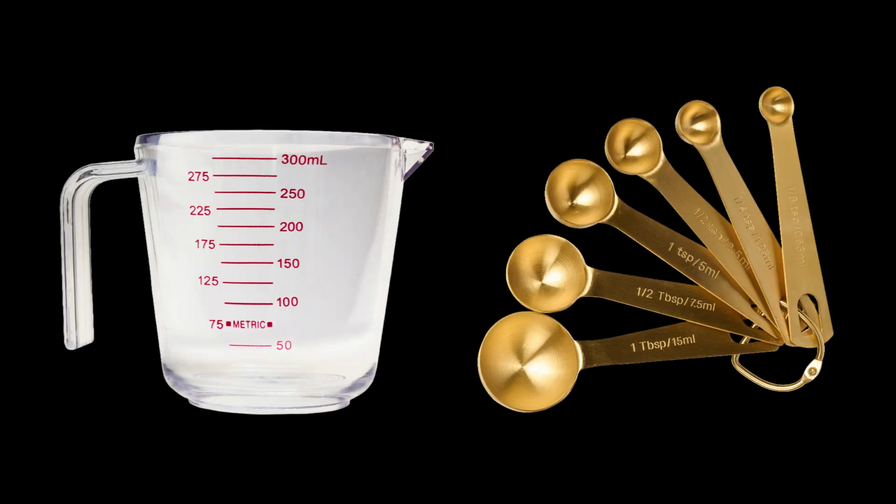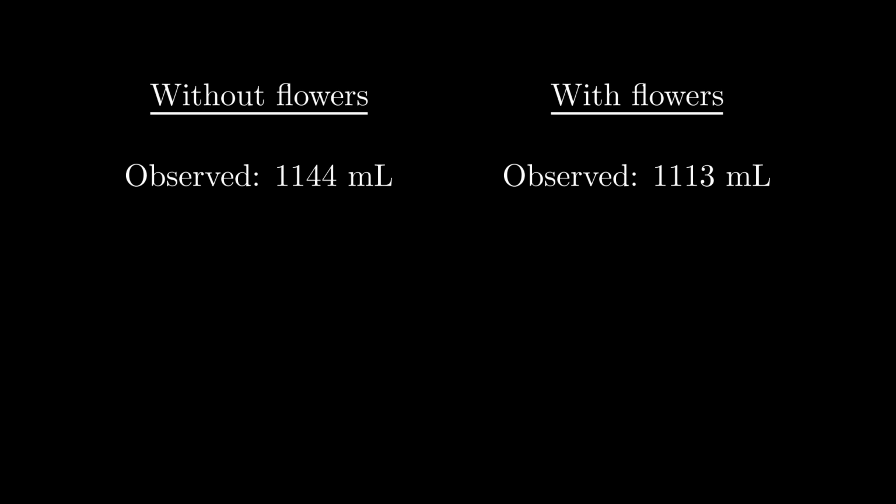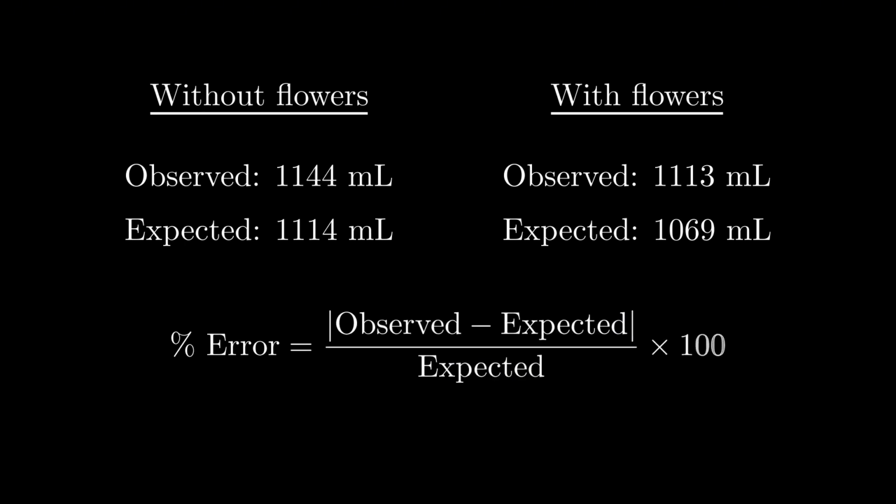After using some measuring tools, I've determined that the vase's volume without flowers is 1,144 milliliters, and with flowers is 1,113 milliliters. Based on our expected answers of 1,114 and 1,069 milliliters, and our observed measurements of 1,144 and 1,113 milliliters, we can calculate the percent error using the formula the absolute value of observed minus expected divided by expected times 100.